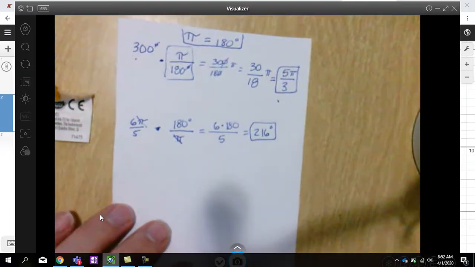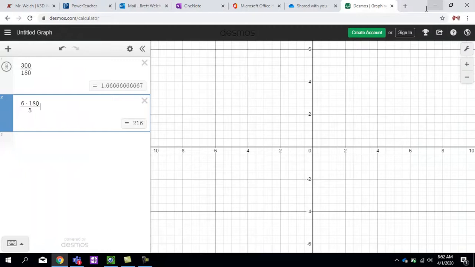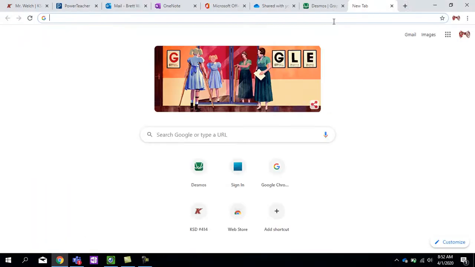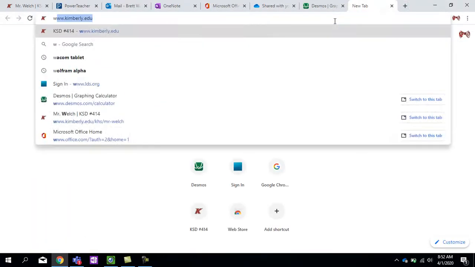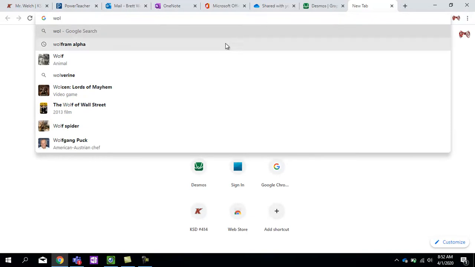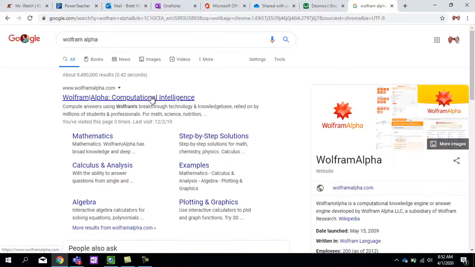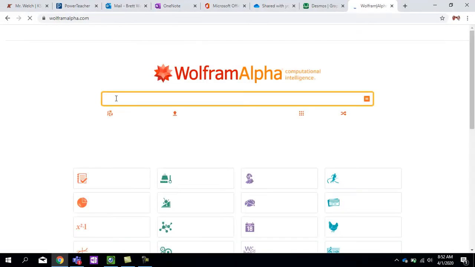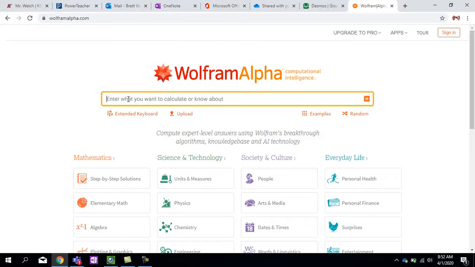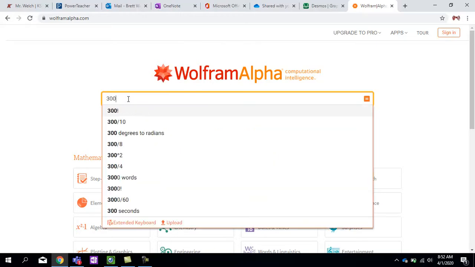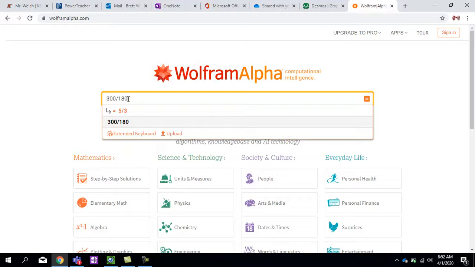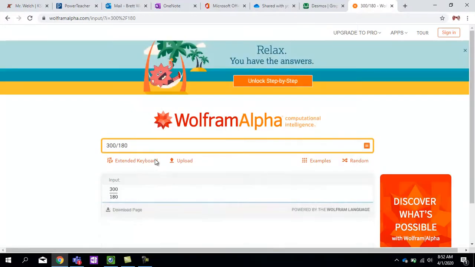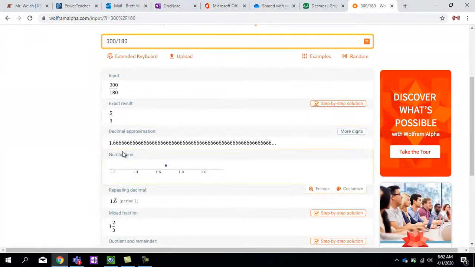Okay, so let me real quick show you that website. Wolfram Alpha is good for a lot of things. What it's not good for is replacing a general understanding of what's really going on. So for instance, if I take 300 and I divide it by 180, and I hit enter, it's going to give me a lot of different options. Here's a decimal approximation. There's the exact result. There's that reduced fraction, 5/3.